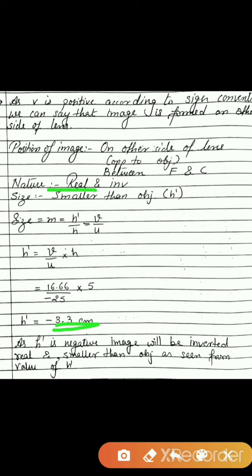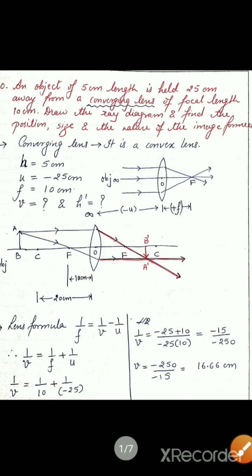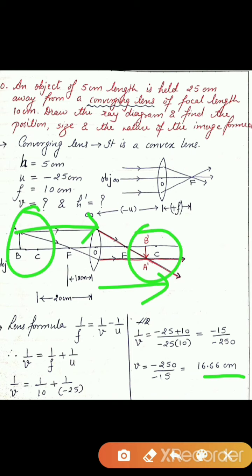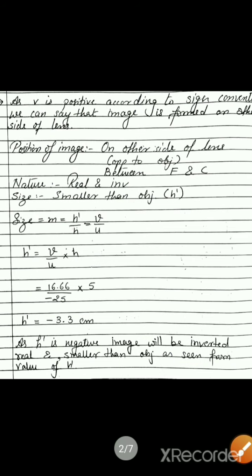Then position they have asked. V we have already obtained. So what is the position? You can see here, V is positive. So according to the sign convention, the image will be formed on this side, along the direction of the incident ray. Therefore only then it can be positive. So the image is formed on the other side of the lens. See, the object is here, and the image is formed on the other side at a distance of 16.66 centimeter. So that is written over here, that V is positive.